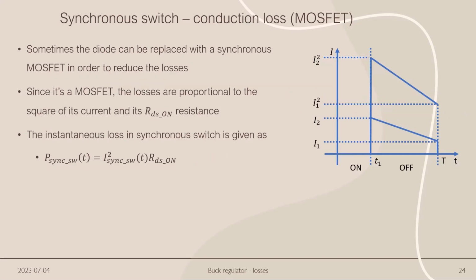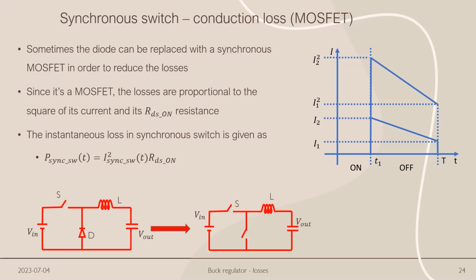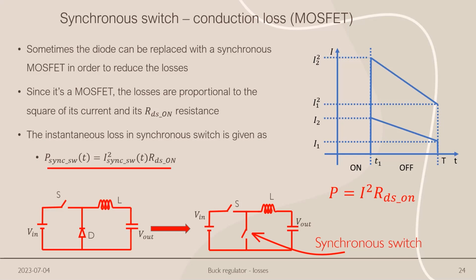In certain designs, we use a switch in place of a diode. This is mainly done to reduce the power losses. This switch is called the synchronous switch. From our earlier discussions, we saw that when we use a MOSFET, the conduction losses are directly proportional to the square of its current and its RDS on. Thus, conduction power loss is given as synchronous switch current square into RDS on.